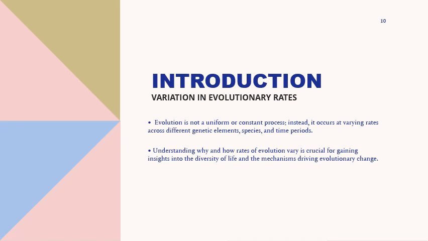Now we'll move on to variation in evolutionary rates. Variation in evolutionary rates is a fundamental concept in genetics and evolutionary biology that refers to the idea that different genes, traits, or lineages can evolve at different rates over time. This variation can occur for a variety of reasons and has significant implications for our understanding of evolutionary processes.